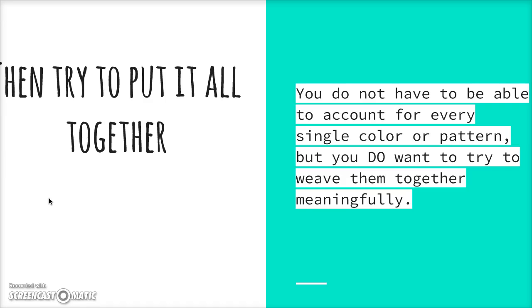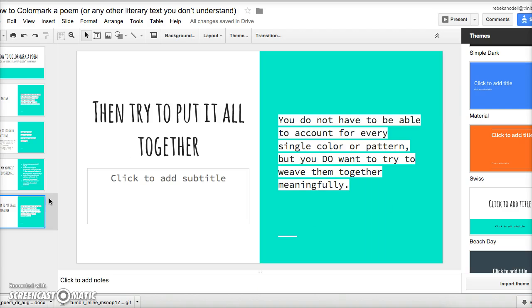So when you're trying to put it all together, you don't need to account for every single solitary color that you've marked. You don't need to somehow incorporate every single thing that you've noticed. But you are trying to put puzzle pieces together here. You are trying to grab seemingly disparate pieces and weave them together into some kind of whole interpretation of the text. So I want to show you what this looks like in a poem.